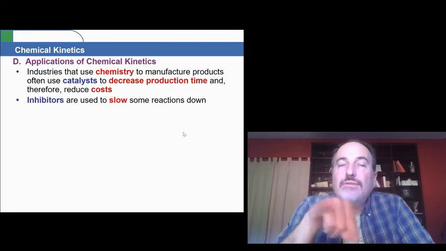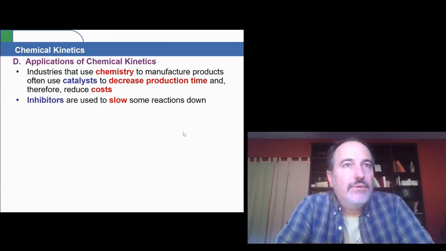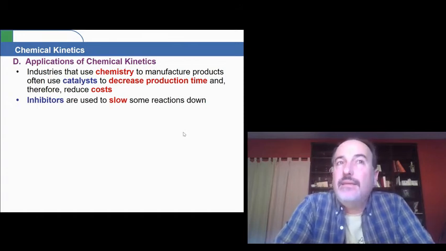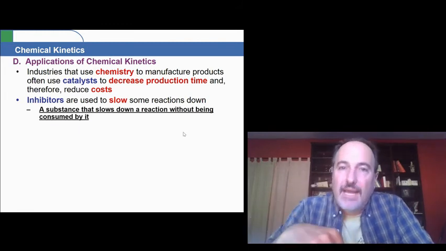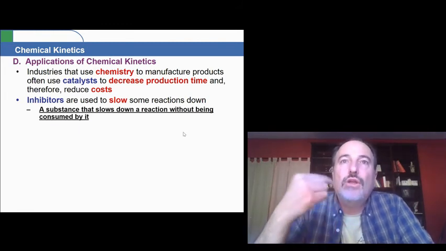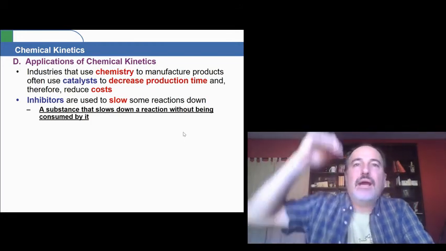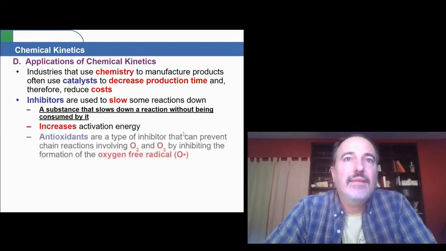You can actually do the opposite. Some chemical reactions you want to slow down. And in that case, sometimes a chemical is added that is an inhibitor. Now, an inhibitor is the opposite of a catalyst. It slows a reaction down without being consumed by it. And it does that by elevating the activation energy. All right.